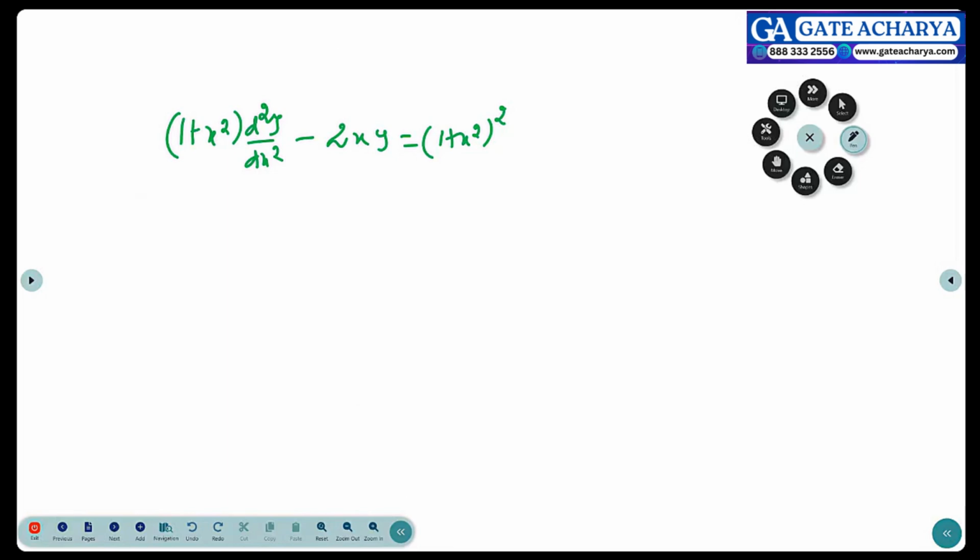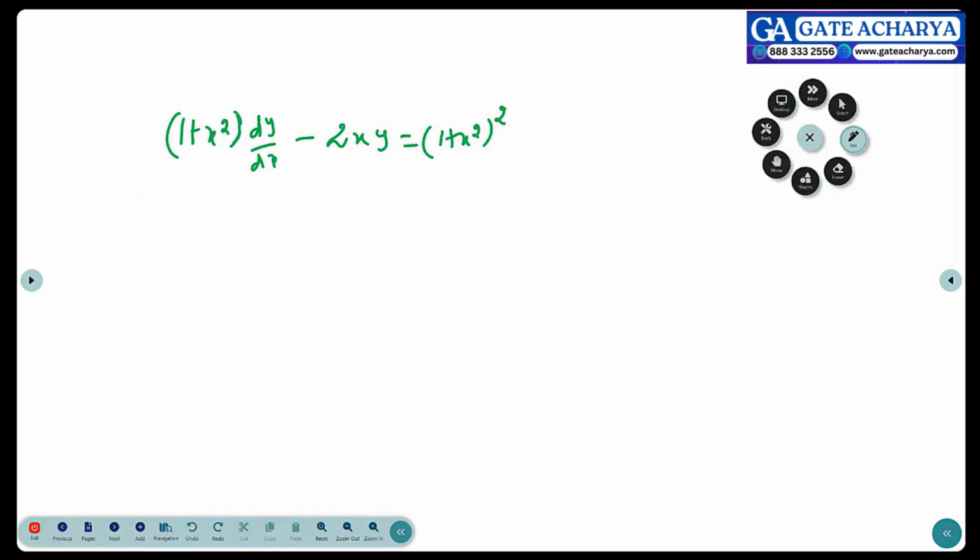1 plus x square dy by dx minus 2xy is equal to 1 plus x square the whole square. So dy by dx is first order, but it has variable coefficients also. Minus 2x into y. Instead of p, here we have minus 2x, and q is a function of x. Therefore, it may be a first order linear differential equation, but the coefficient is there.